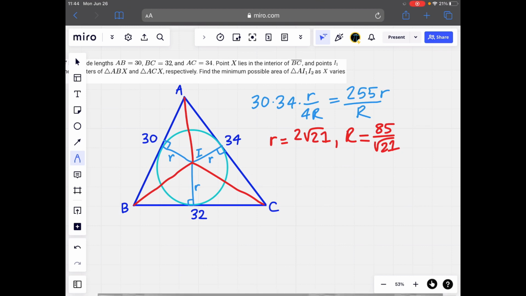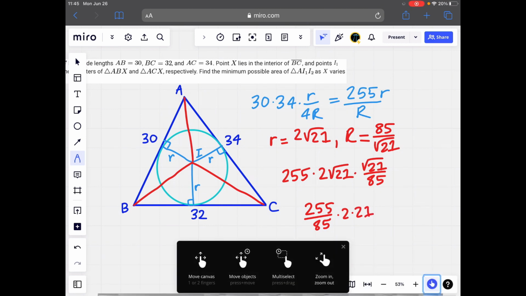We want to find 255 little r over big R. So that's just 255 times 2 root 21 times root 21 over 85. Root 21 times root 21 is 21. So we just have 255 over 85 times 2 times 21. 255 over 85 is 3. So we really just have 3 times 2 times 21. And that's equal to 126.